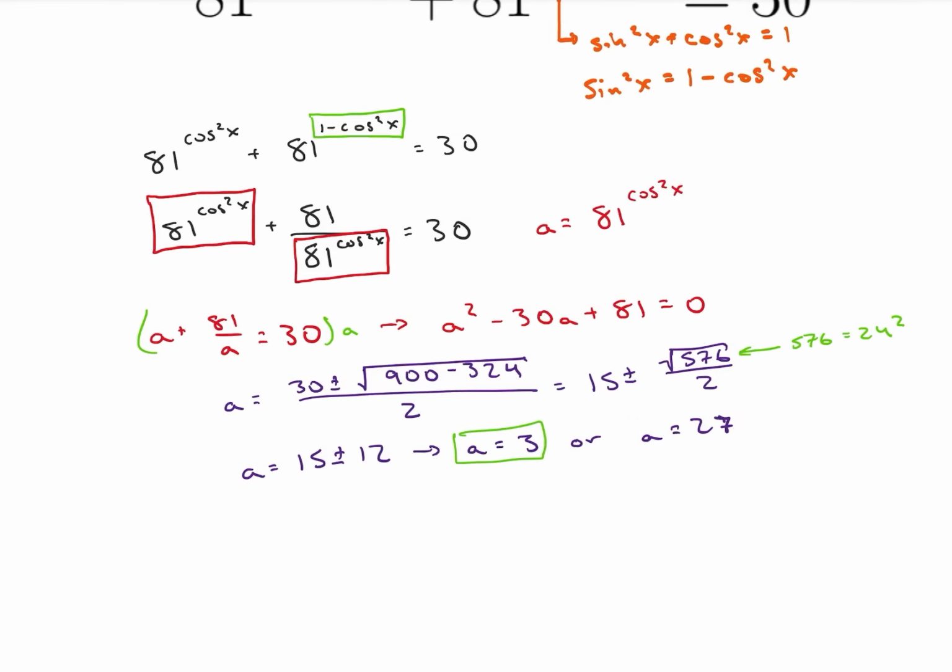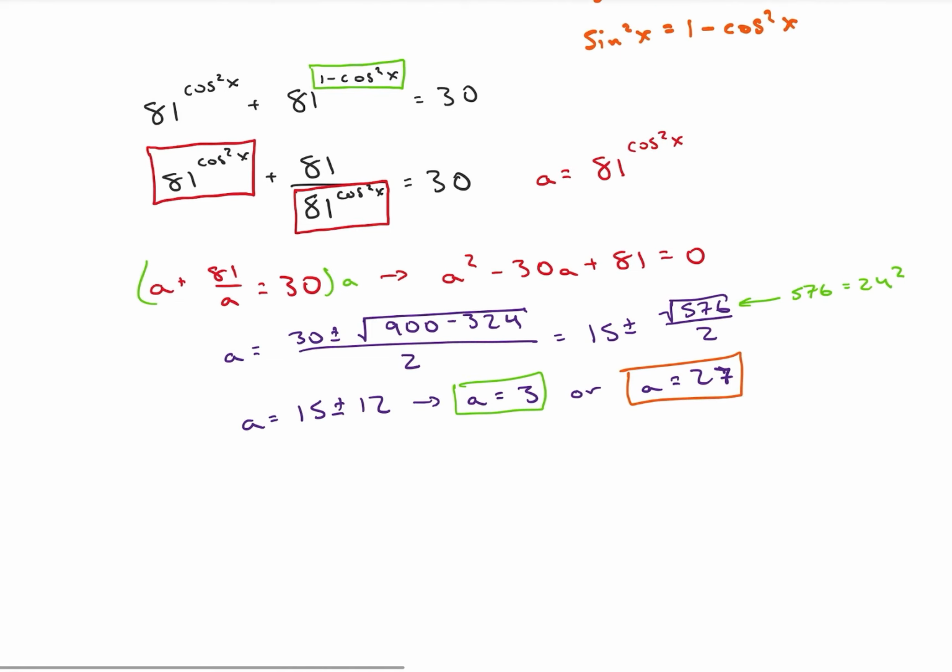I'll make them different colors here. So first let's go down to the green branch. So let's make a equal to 3. And remember that's equal to 81 raised to the cosine squared of x. And recall that 81 is equal to 3 to the 4th, which means that 81 raised to the cosine squared of x is 3 to the 4th raised to the cosine squared of x.